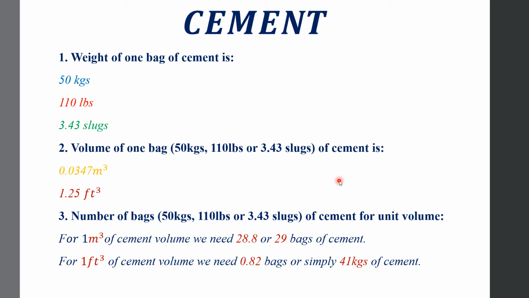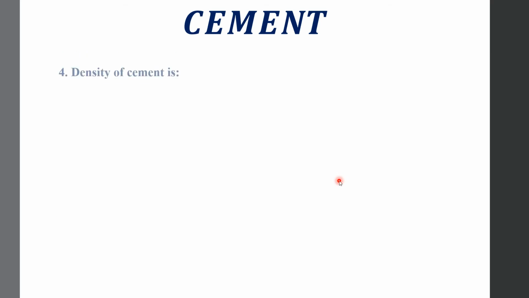The fourth property of cement is the density of cement. The density of cement is 1440 kg per meter cube, meaning 1440 kilograms in 1 meter cube.